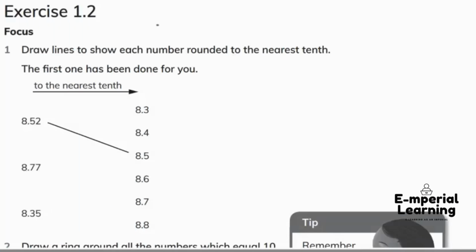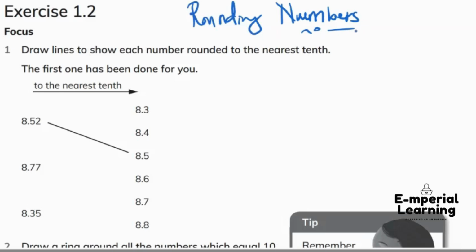Okay, so today we are doing exercise 1.2 of the book, and this is on rounding numbers. And before we take any question, I want us to have a quick overview of what rounding numbers are.